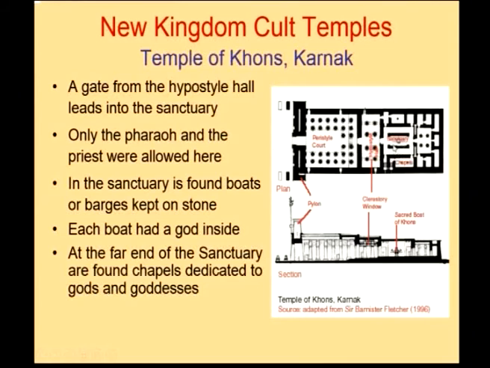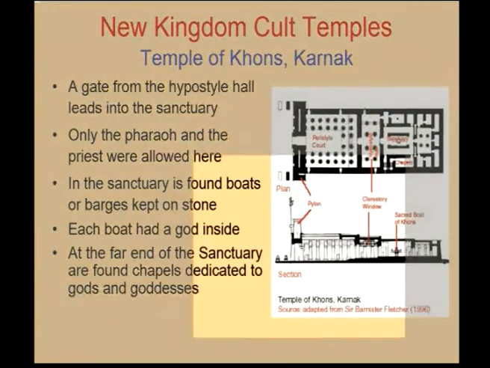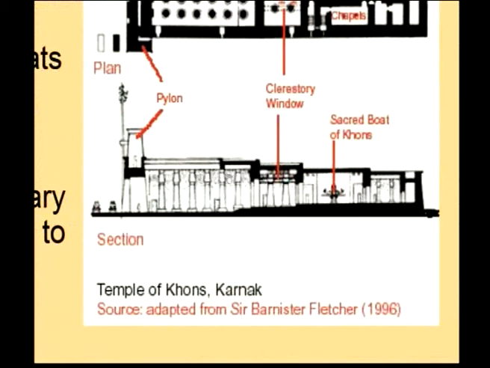Only high priests and kings are allowed inside the sanctuary. The sanctuary basically contains a boat and a deity. At the far end of the room is the sanctuary, where the chapel is placed. This is where the god and goddess are placed. As you could see, the height of the temple decreases as we go in, and the floor rises, which reflects the different play of light and darkness inside the building.